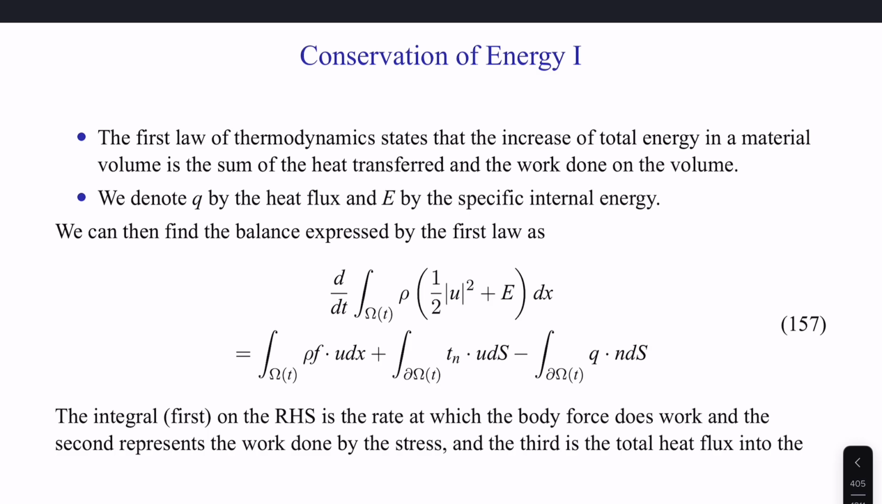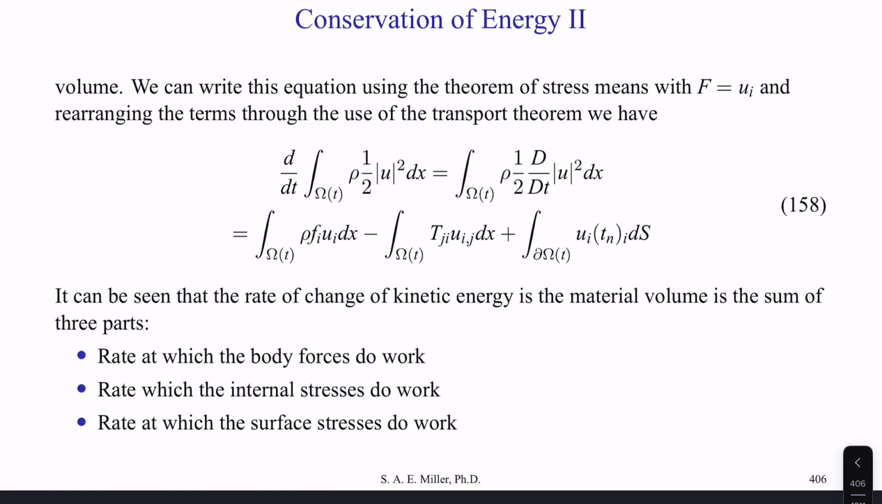The first on the right-hand side, remember, is the rate at which the body forces do work, and the second term represents the work done by the stresses, respectively. The third is the heat flux into the volume. We can expand this equation using the theorem of stress means. In particular, write F equals U of I and arrange the terms through the use of the transport theorem of Cauchy we previously developed, and we'll have 158 in an expanded form.